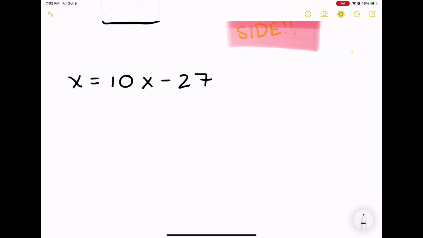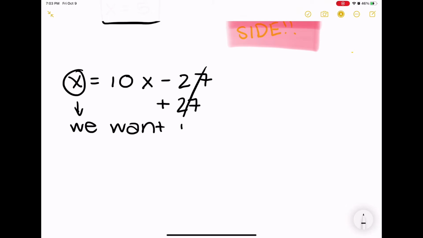Now we're going to do a practice problem, but it's a little bit different. So it's x is equal to 10x minus 27. Now here, what are we going to do? Because you can't really subtract x, because then you're going to get 0 and then it's just not going to work. Well, in this case, we actually add 27 to both sides.